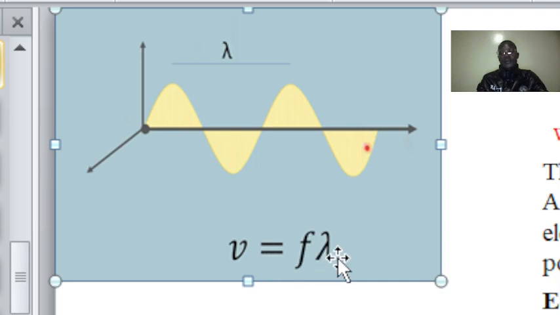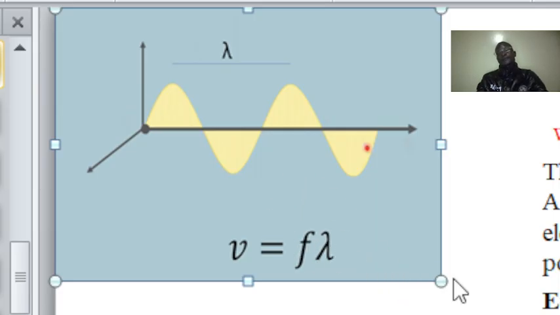Because if we express energy in terms of speed, then you realize that lambda is inversely proportional to the energy. When lambda increases, energy reduces, and when lambda reduces, energy increases.